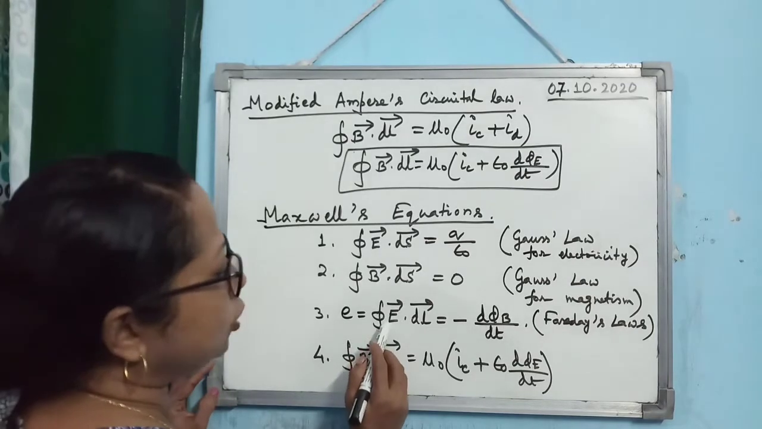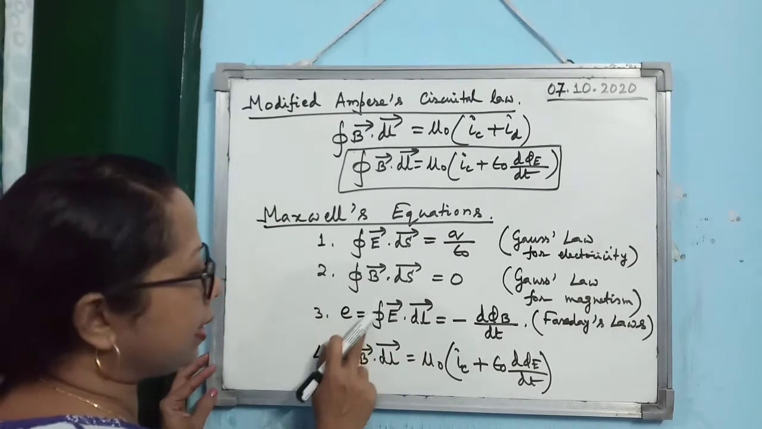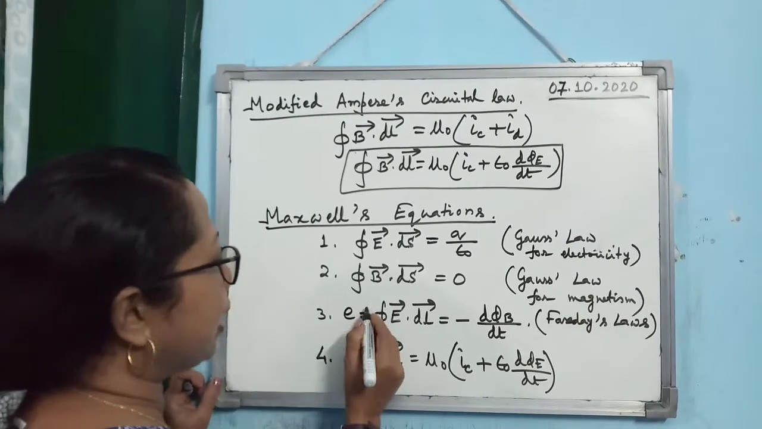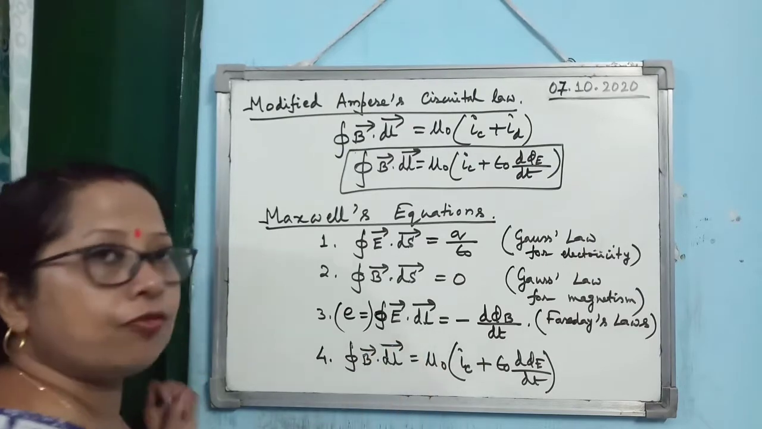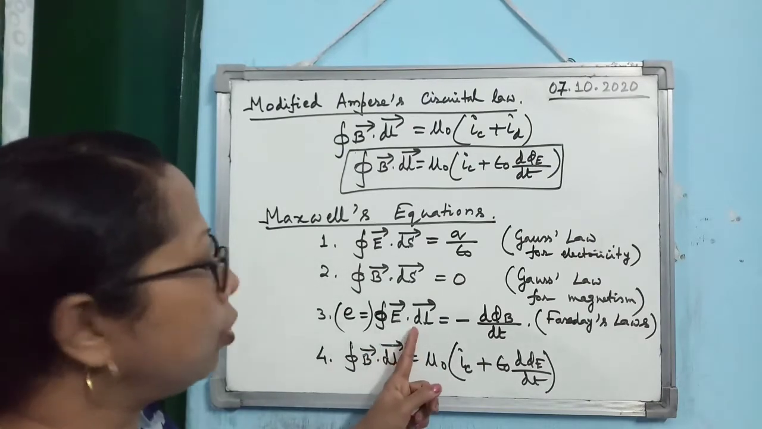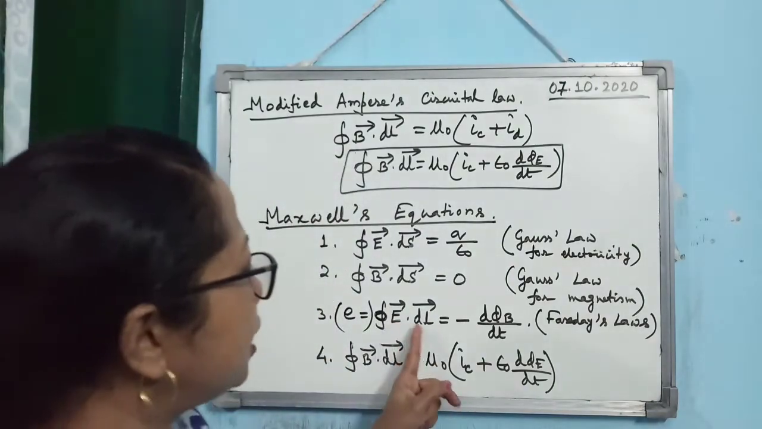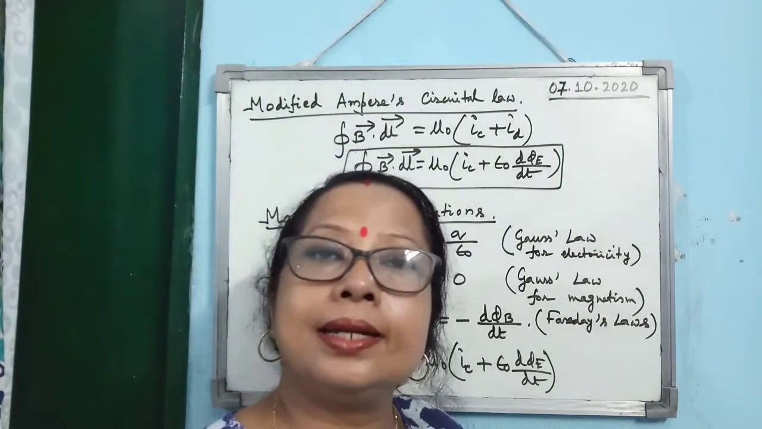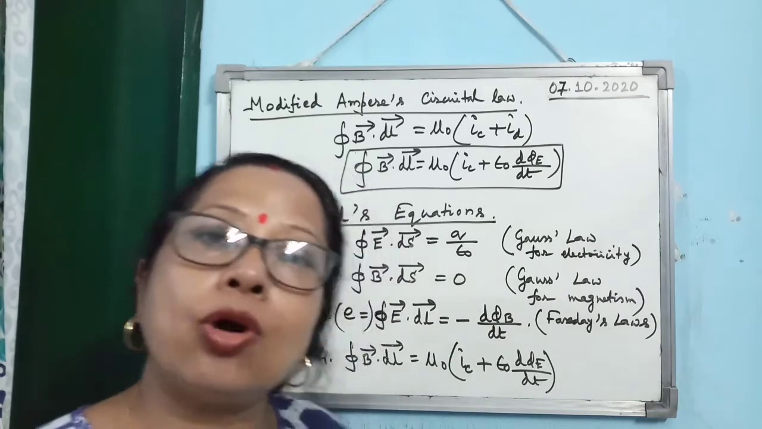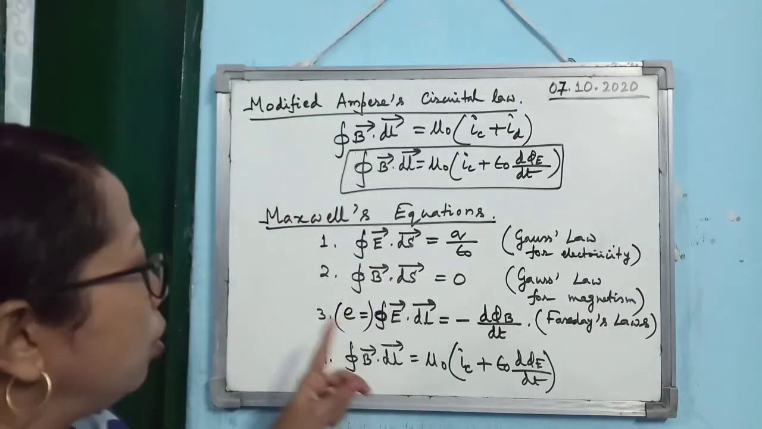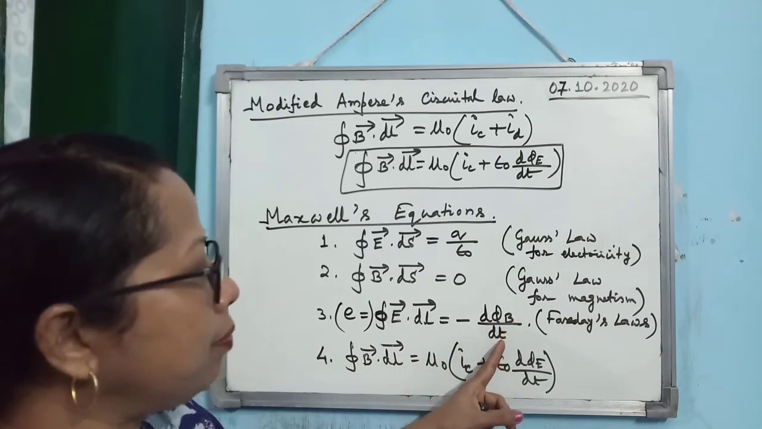The third one is integration E dot dl. Here I have written E for your understanding, but I am writing it within brackets. Integration E dot dl, the line integral of the electric field. We learnt in the electric potential chapter that integration E dot dl represents nothing but the electric potential or the EMF. So integration E dot dl is equal to minus d phi B by dt.